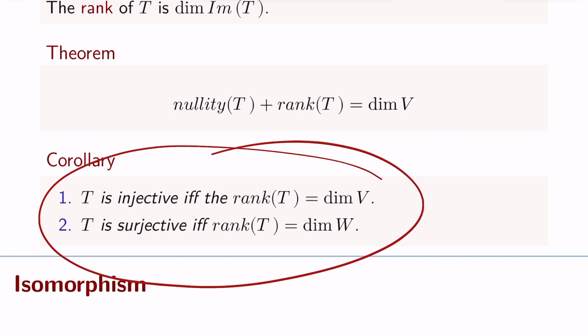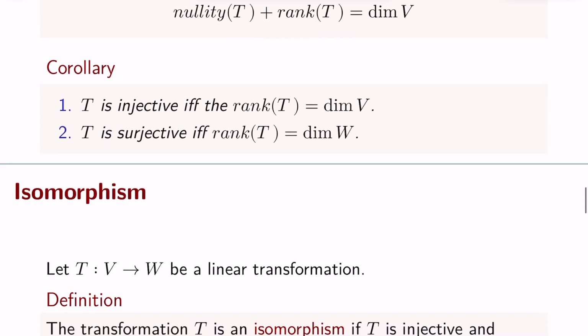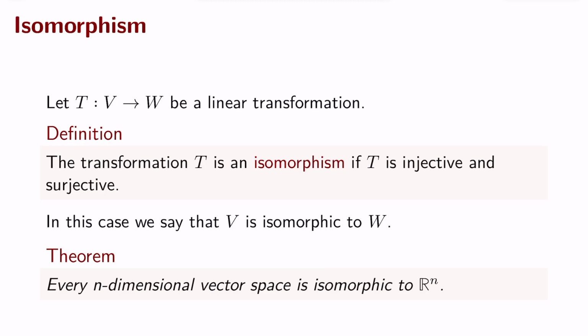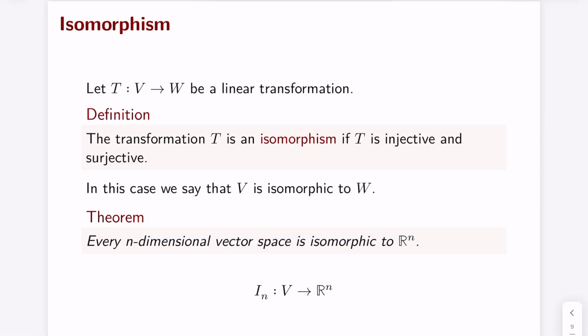If the rank coincides with the dimension of the codomain, it is surjective, and if it coincides with the dimension of the domain, it is injective. And of course, if V and W have equal dimension, it may coincide with both, and then it will be injective and surjective. In those cases, that is called an isomorphism. So we are going to say that a linear transformation is an isomorphism when it's injective and surjective.